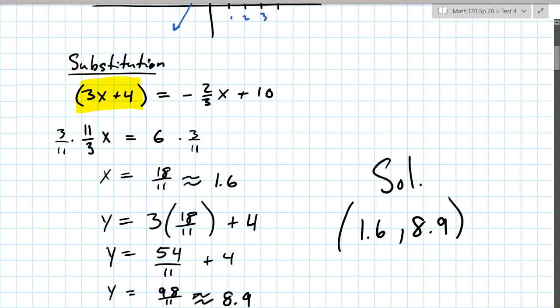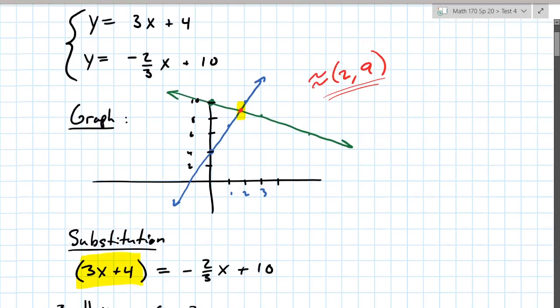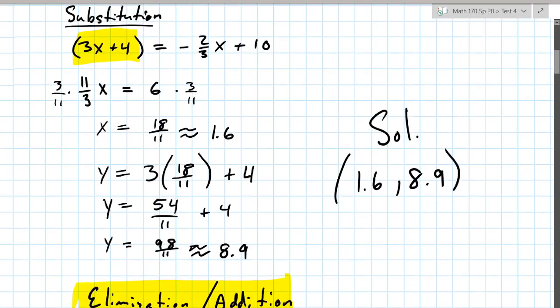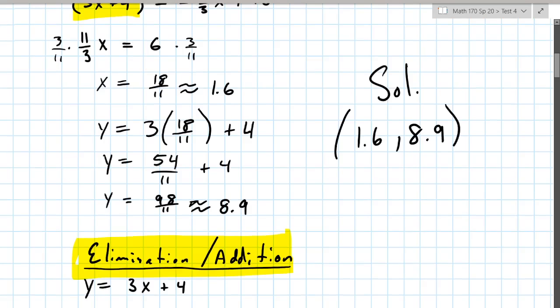And then substituting back into either equation 1, y equals 3x plus 4, or equation 2, we can solve for y. So we substitute it back in, and we get y is approximately equal to 8.9, or 98/11. So this is a better solution for our purposes. But what we really want to do, and what is going to be the type of method that's going to work best for us, is called the elimination or the addition method.